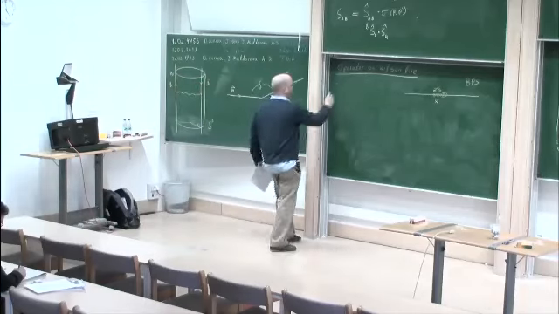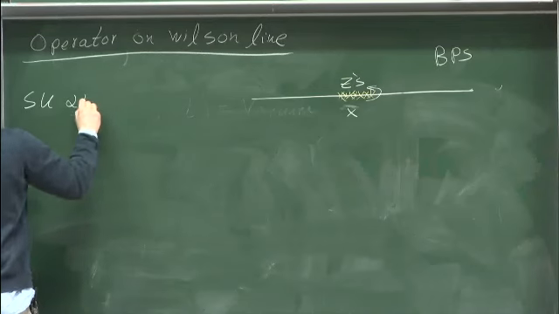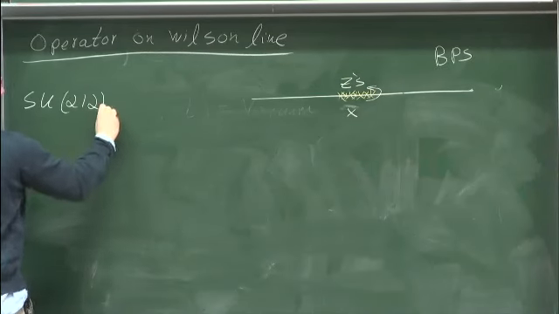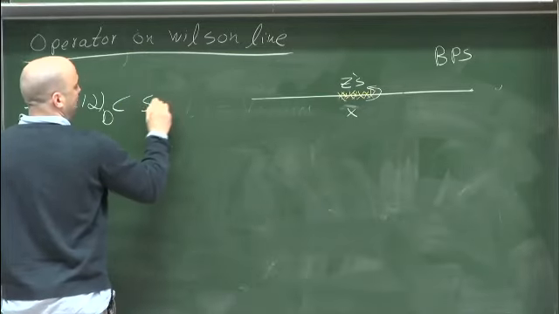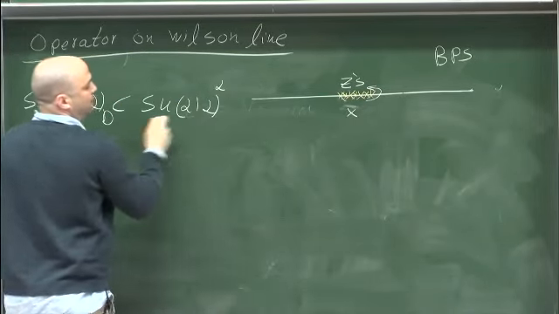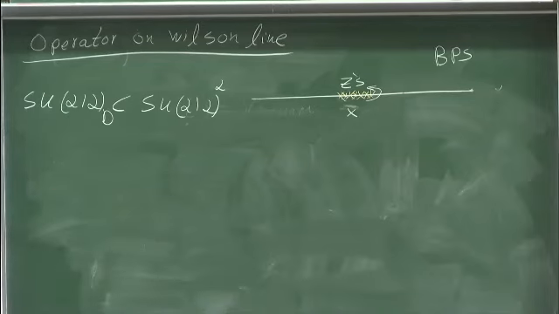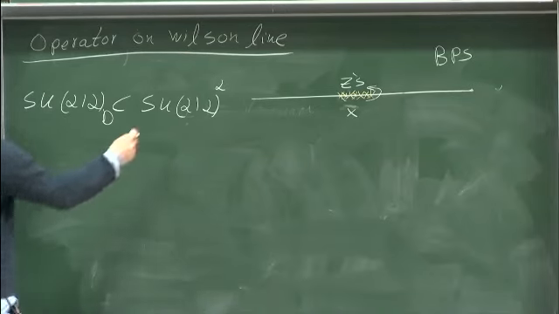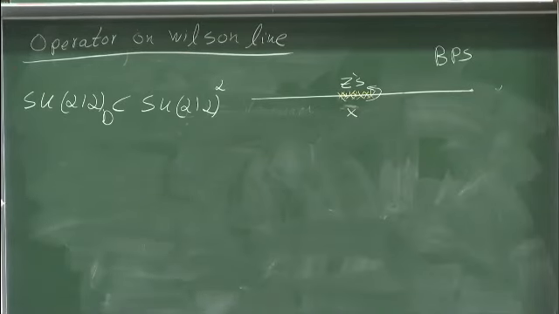We get a single copy of SU(2|2), what I'll call diagonal, inside this SU(2|2) squared that was the symmetry of just the z's. So the boundary breaks the symmetry into only a diagonal part.